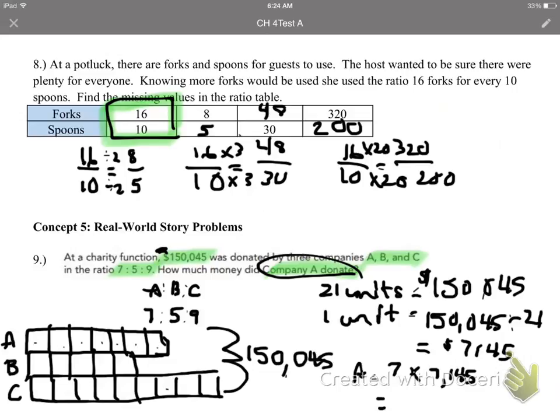So Company A raised $50,015. So I'd write that in a sentence. Company A donated $50,015. So I drew my picture. I identified what was given. I found one unit. Then I used that to get my answer. One last one.